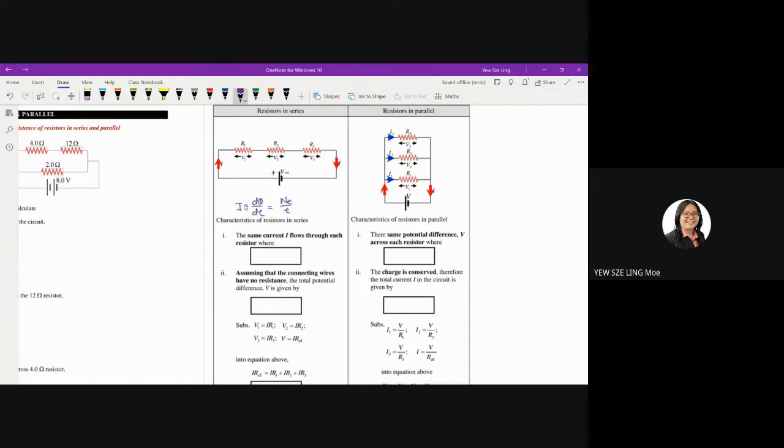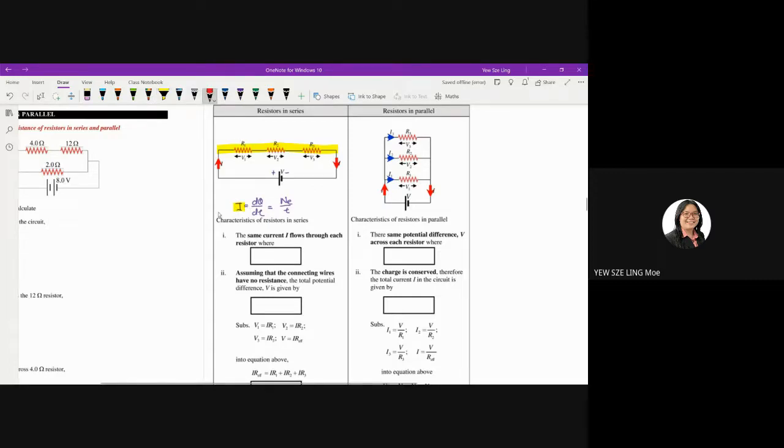Because you're looking at I equals dq over dt. The same amount of charge passes through every single resistor in one cycle. It's not possible for R1 to have 10 coulombs, R2 to have 5 coulombs, and R3 suddenly to have 20 coulombs. Why? Because they are all lying along the same path, so the same amount of charge passes through them at every moment. In that case, we say they have the same I.